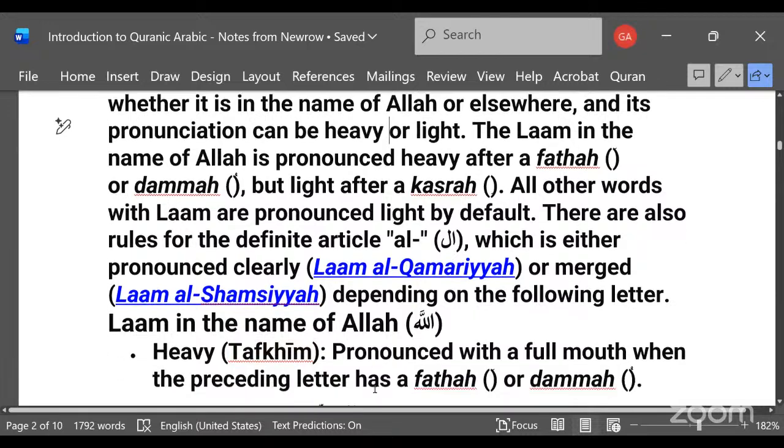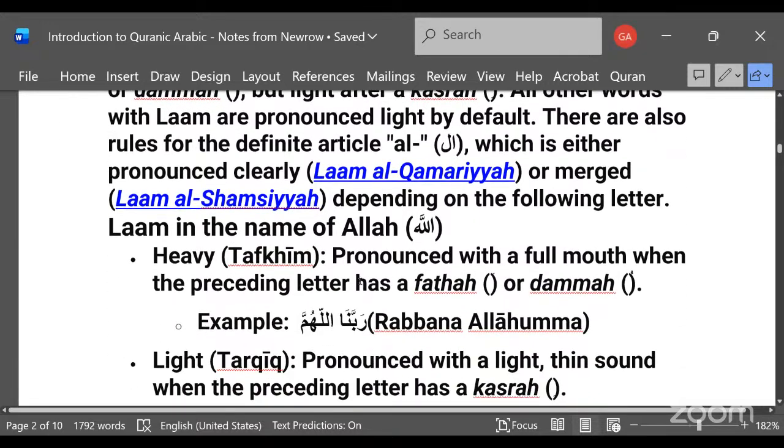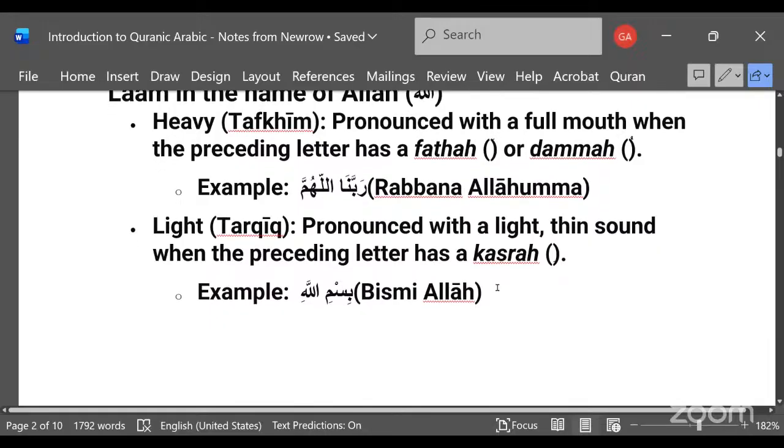Lam in the name of Allah is heavy. It is pronounced with a full mouth when the preceding letter has a fatha or a dhamma, like Rabbana Allahumma. And it is pronounced light, tarqiq, with a light, thin sound, when the preceding letter has a kasra. Meaning, we give it the light sound when the preceding letter has a kasra, like Bismillahi. We will not say it heavy, we say it light.